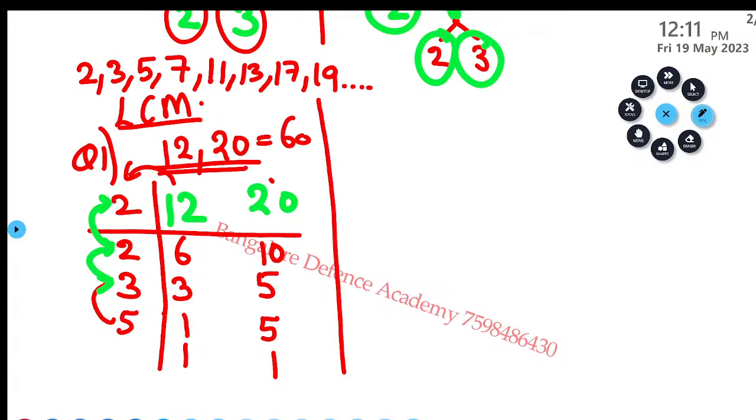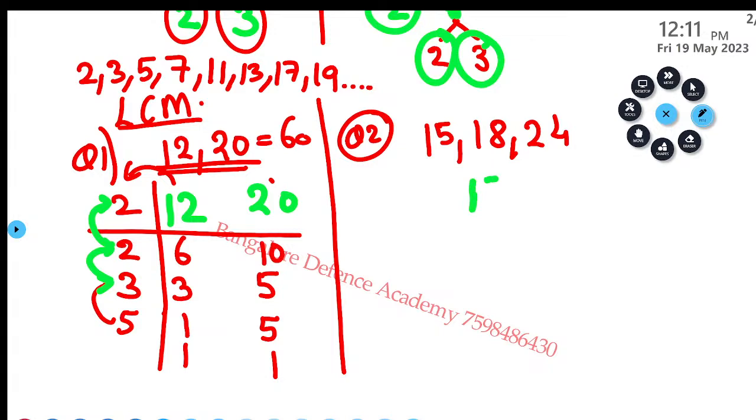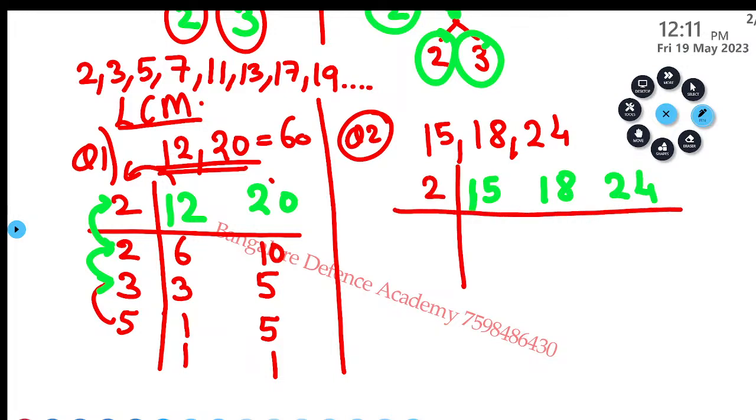Let us try one more question so that it will be easy for you to understand. Question number 2, let me take 15, 18 and 24. The question is, find the LCM of 15, 18 and 24. I write the numbers here: this is 15, this is 18, this is 24. Let us first start with the number 2. In 2 we don't have 15, so write that 15 as it is.